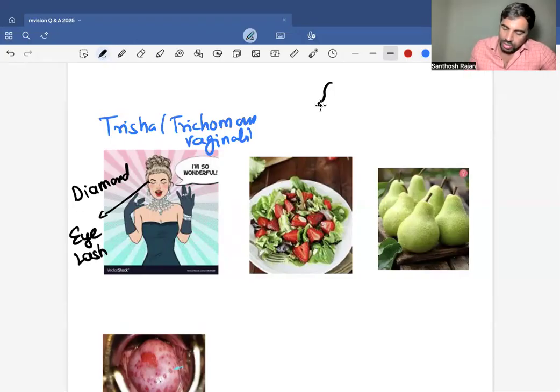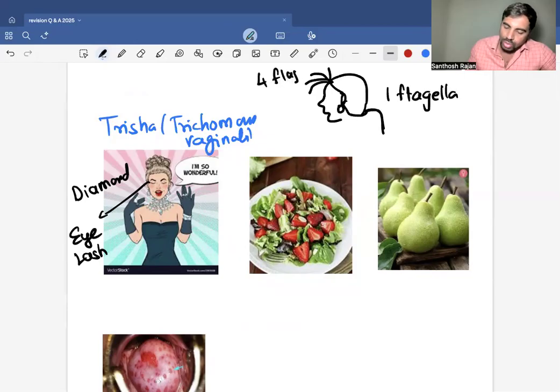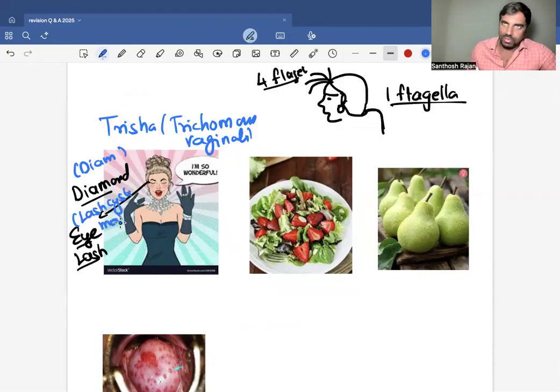Also, if you see her side face like this, I always draw this picture. In the front she has 4 hairs, and on the back side she has a single hair. I mean to say one flagellum in the posterior side and 4 flagella in the anterior, so totally there are 5 flagella. That's another important point. That's Trisha, with a beautiful eyelash and diamond. Why do we say diamond eyelash? Because the culture media names for this are Diamond's media and Lash cysteine media. Other important thing is that Trisha is single.